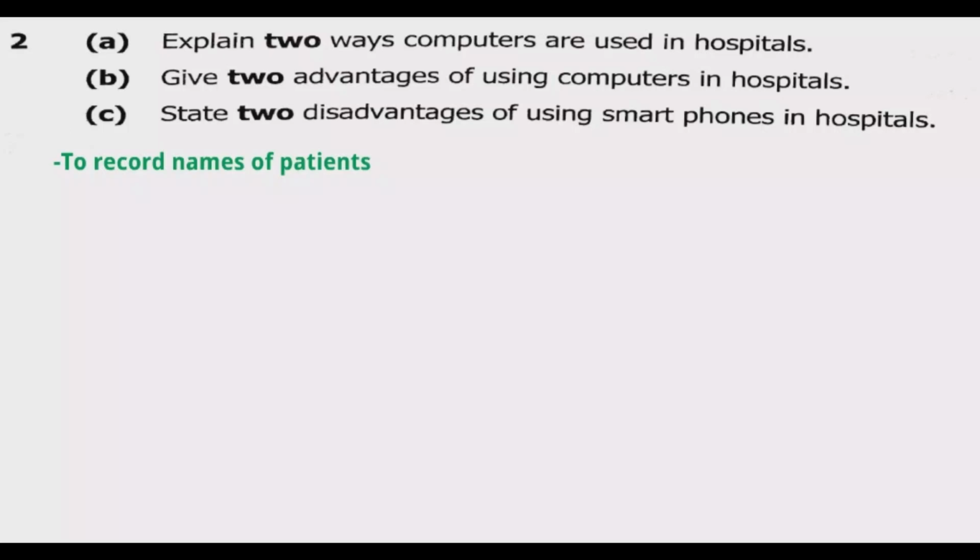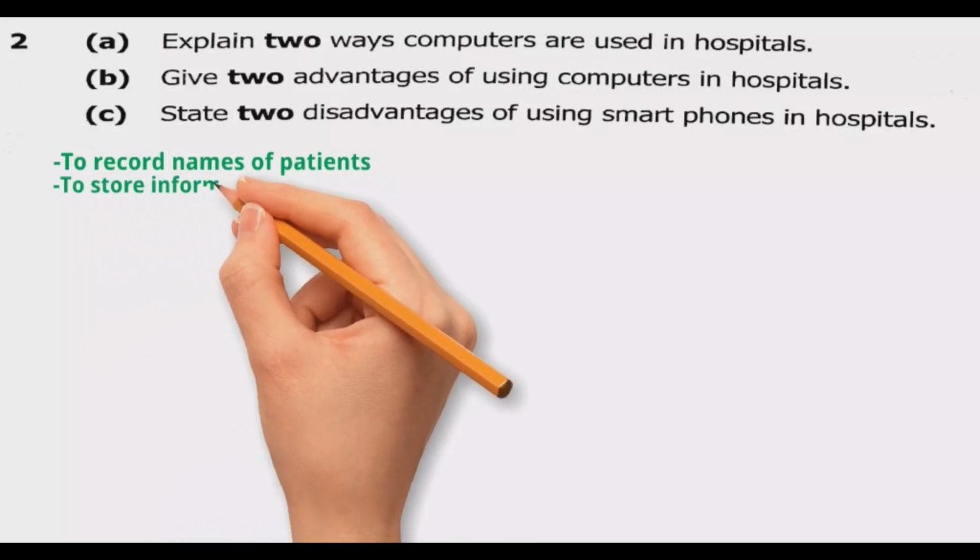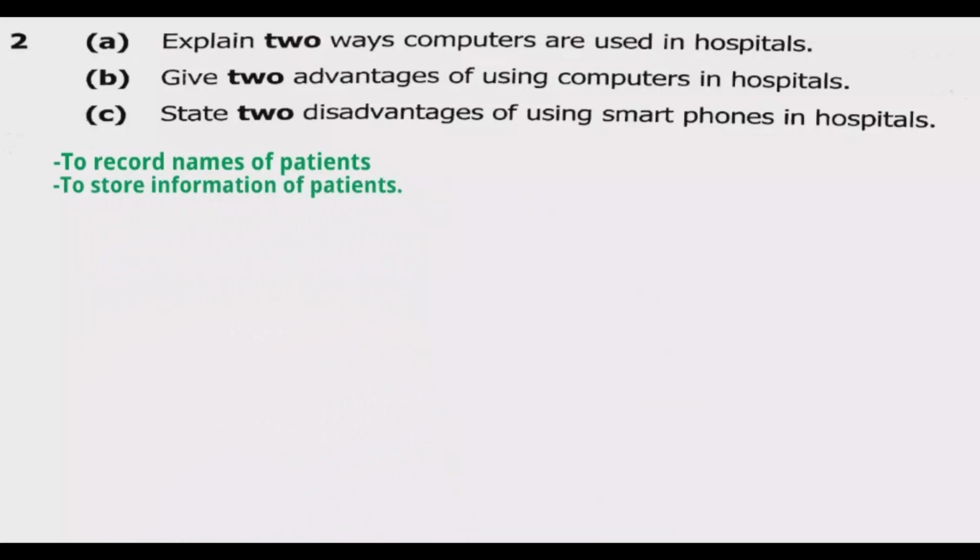The other one is, like I said, to store information about a patient. If your name is entered in the computer, they'll enter everything, the disease you're suffering from, or everything that is related to you that is useful to the hospital. So it is also used for keeping the information about patients. It is also used to help in CT scans. If they want to do CT scans, they'll use a computer to do that. So you can pick two from those I've mentioned.